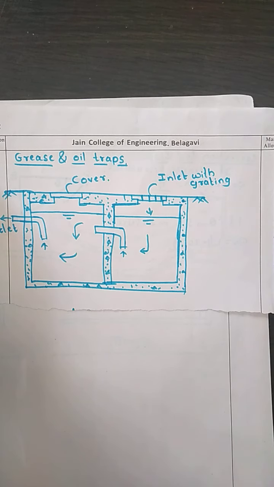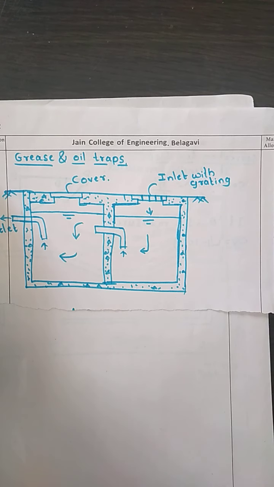It is especially designed in the sewer line to exclude the grease and the oil from the sewage before it enters the sewer line. It is located near workshops where a large amount of grease is used: automobile workshops, kitchens, gardens. There we have to use these grease and oil traps.